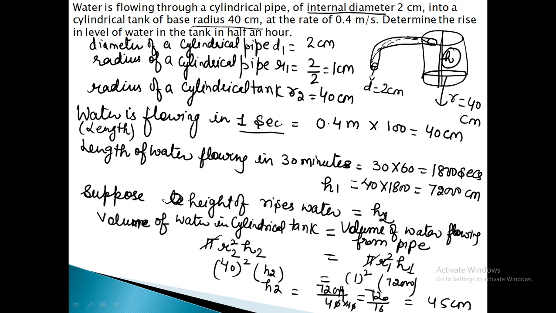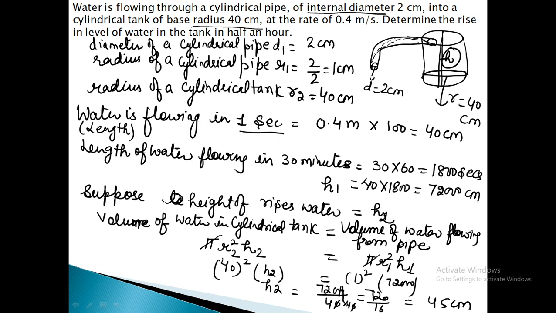Both will be kept equal so that you can find out the length of water's rise in the tank in half an hour, because we have used the same formulas. So on the left side we have to write pi r2 raised to power 2 h2 is equal to pi r1 raised to power 2 h1. On the left side we will write r2's value 40 square and h2 value we have to find out, and on the right side we will write r1's value 1 raised to power 2 and h1's value 72,000, and pi will cut with pi.